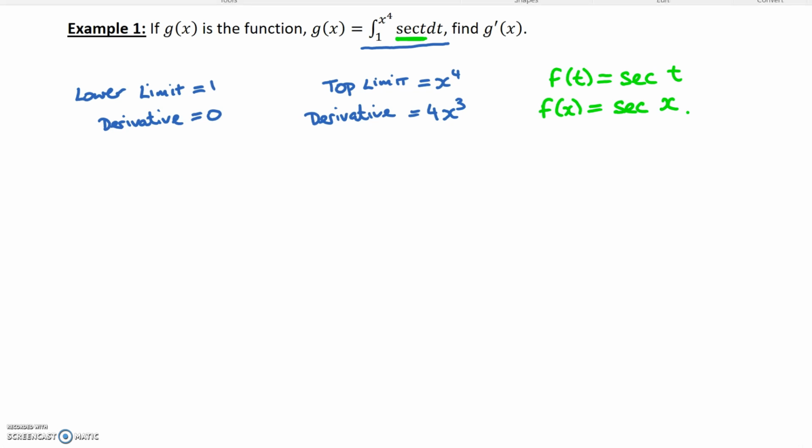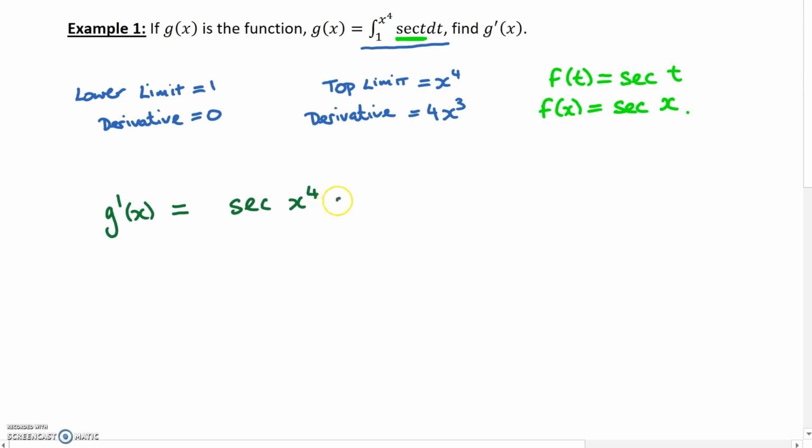Now the way, and this is new to us, to differentiate an integral defined function like g of x is like this. g prime of x, the derivative of g, is going to be equal to: we take the top limit, x to the power of 4, and plug it into f of x. So it's secant of x to the power of 4, and we multiply that by the derivative of the top limit, 4x cubed.